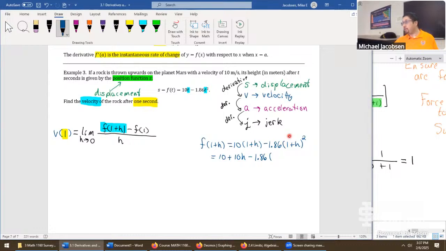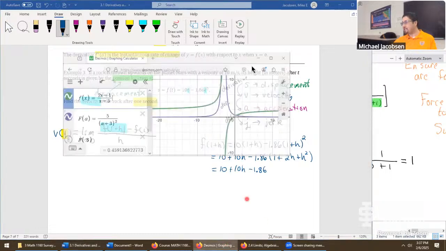When we FOIL out a perfect square polynomial, like the one by the red dot, we get 1 plus 2h plus h squared. So that's just writing out 1 plus h twice. And this is the pattern each time you square out a polynomial like that. And keeps on going. Let's rewrite this as 10 plus 10h. I'll distribute this through. So negative 1.86 times 1 just gives us negative 1.86.